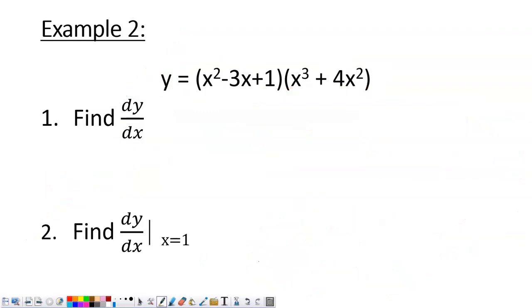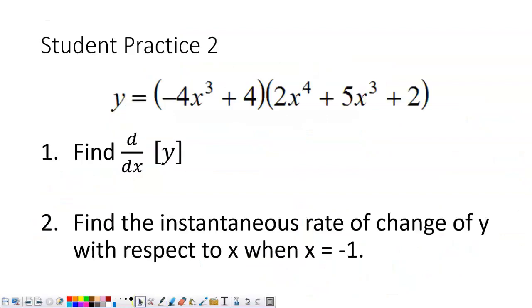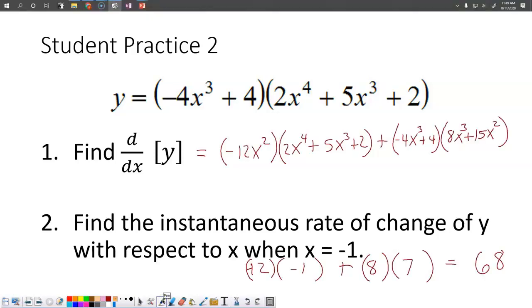So I want you guys to try one of these problems now. Student practice. Go ahead and pause the video here and see if you guys can get the answers to 1 and 2. All right, so here's your answer for number 1.